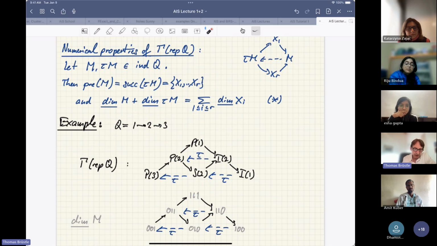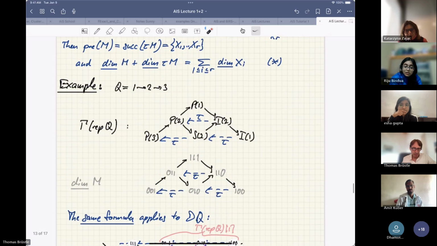If I look at the dimension vectors, this is the simple at 1, 0, 0, 1. This S2 is the simple at 2, and P2, the projective at 2, starts at 2, so the dimension vector is 0, 1, 1. And the sum of these two end terms is the term in the middle. So this is the additivity along Auslander-Reiten sequences. You have seen this? Okay, very good.